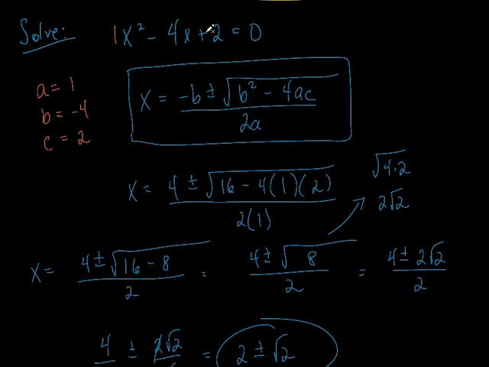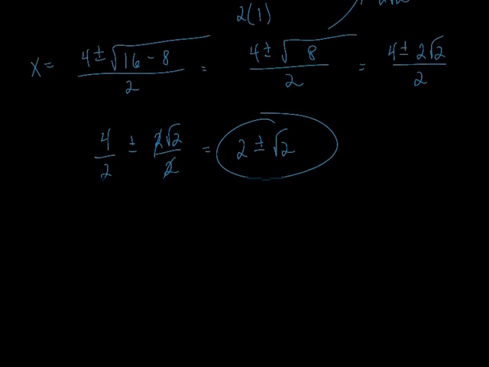This doesn't factor nice and pretty, does it? Because 2 times 1 is 2. There's no way I could get a 4 out of that when I add them together. So that doesn't work. But it still works, even if your numbers come out to nice, pretty whole numbers.